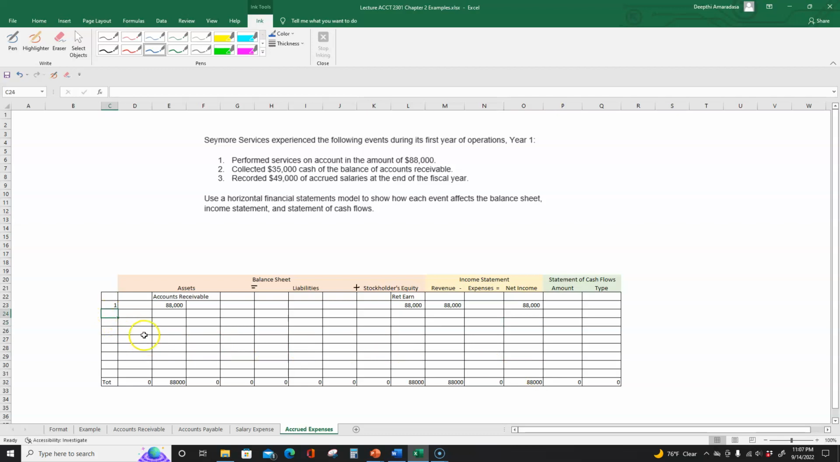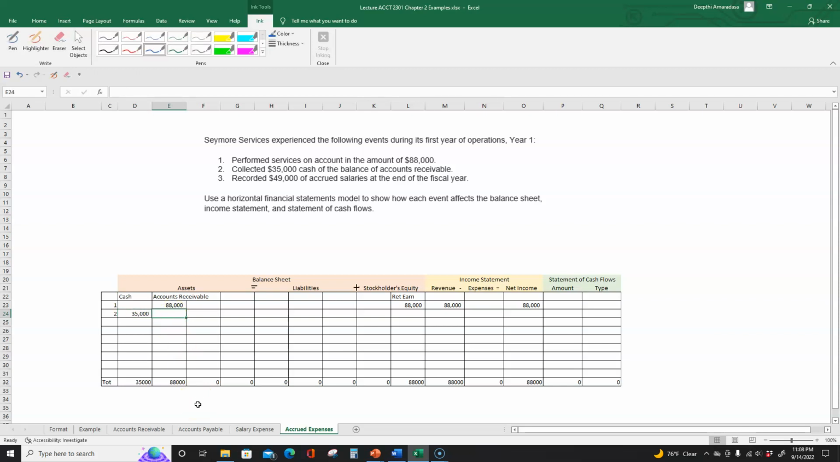Let's take a look at transaction 2. Transaction 2 says, collected $35,000 cash off the balance of accounts receivable. So what they're doing now is they're collecting some of this $88,000. When we collect cash, our cash increases. So under assets, I'm going to have an item called cash. And our cash increased by $35,000, so I'm going to put $35,000 as a positive number.